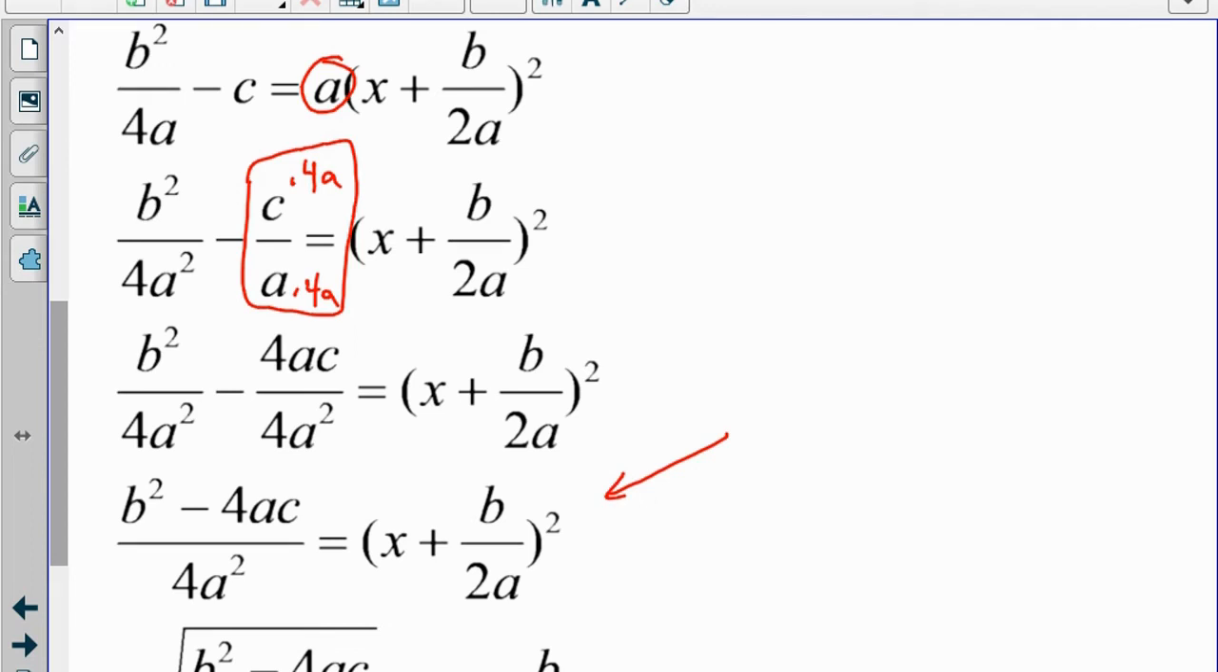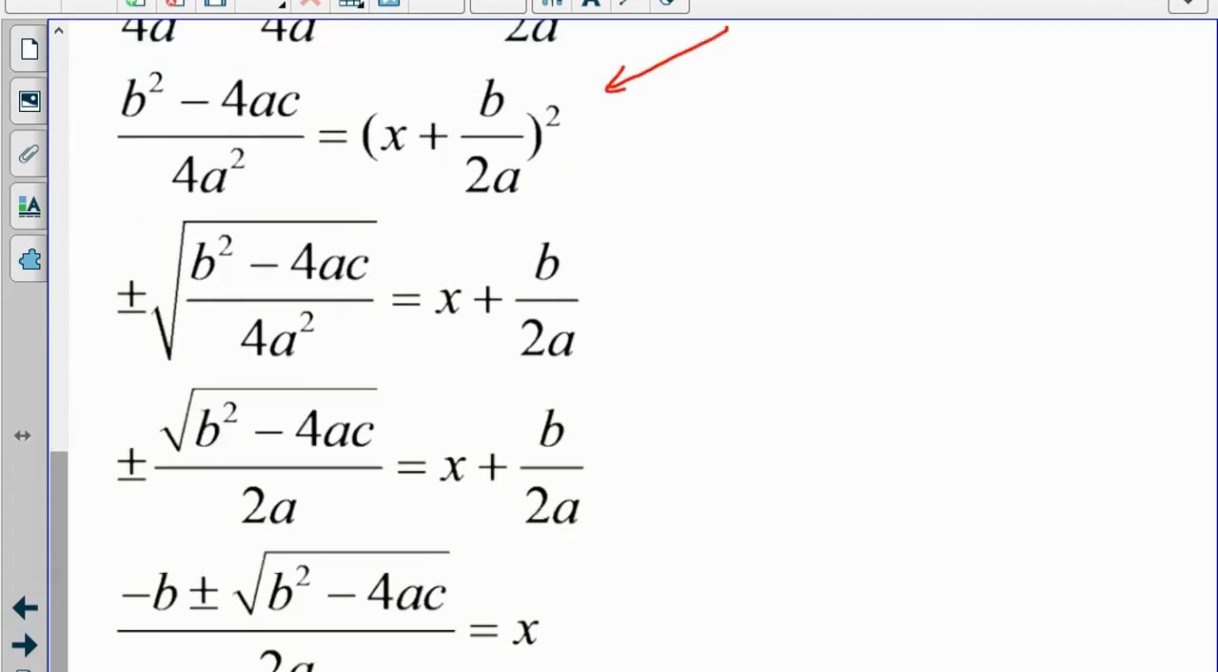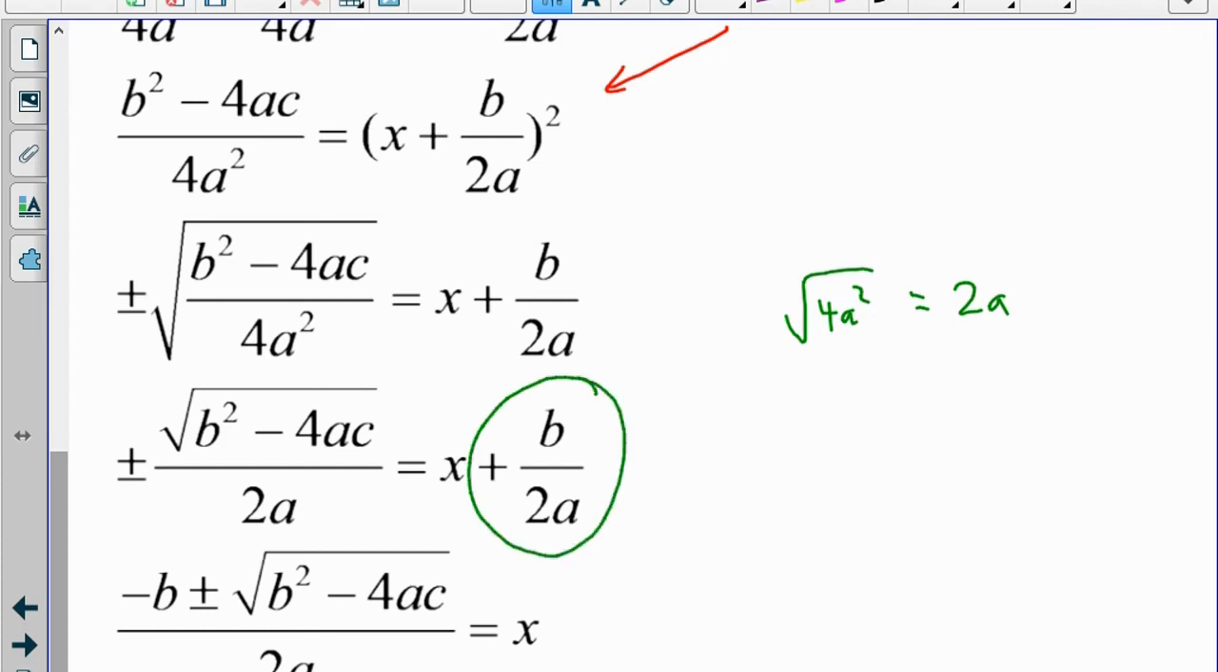If I take the square root of both sides, then I end up with plus or minus the square root of b squared minus 4ac all over 4a squared is equal to x plus b over 2a. Then, obviously, the square root of 4a squared is equal to 2a. As long as we have that plus or minus in front, it's technically the absolute value of a, but since we're doing both cases, we can just leave it as 2a. And then I can subtract the b over 2a from both sides, and I end up with the quadratic formula.